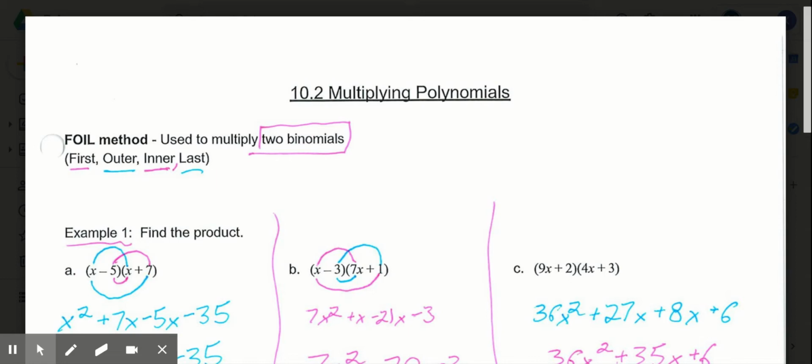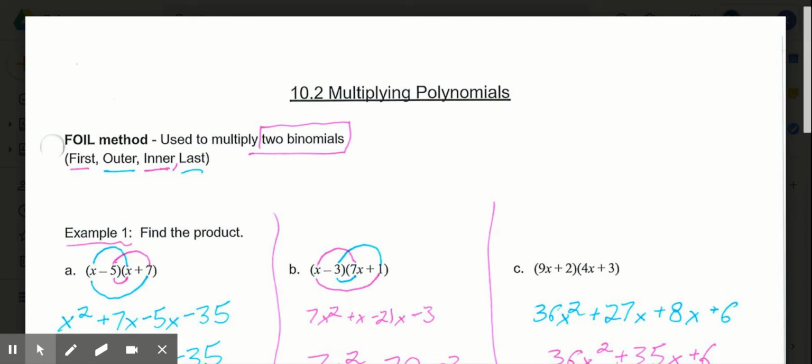So the first method that we're looking at is known as the FOIL method. And we use the FOIL method when we are multiplying two binomials. So that means two terms in each. And this FOIL method works only when we're dealing with two binomials. Later in the examples, you'll see what happens when we're multiplying binomials and trinomials or larger polynomials.